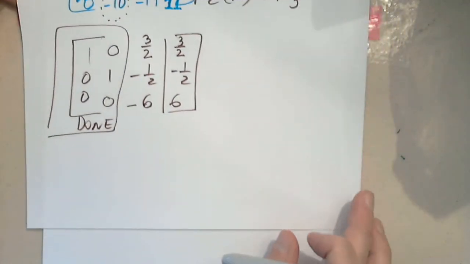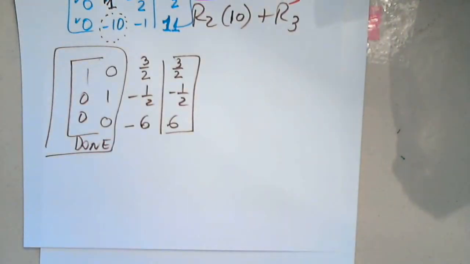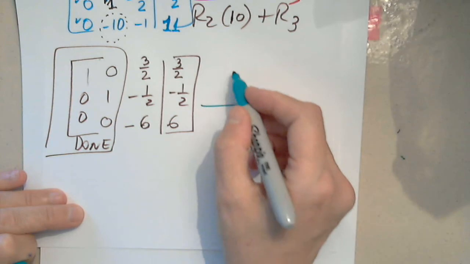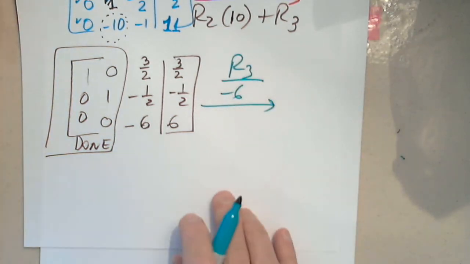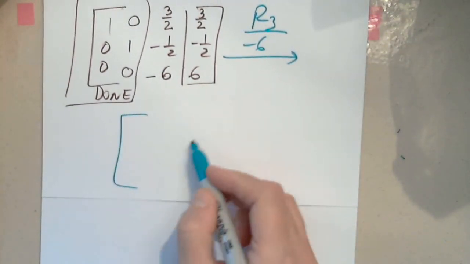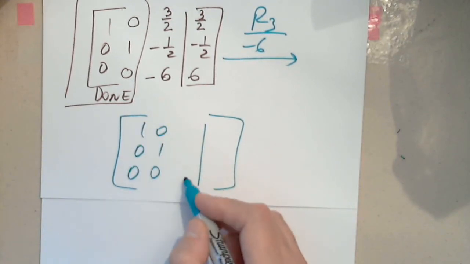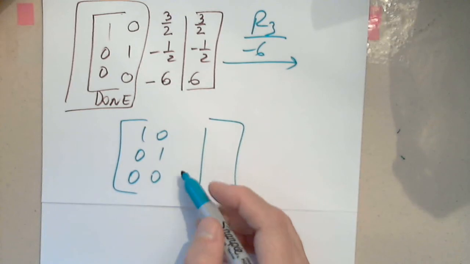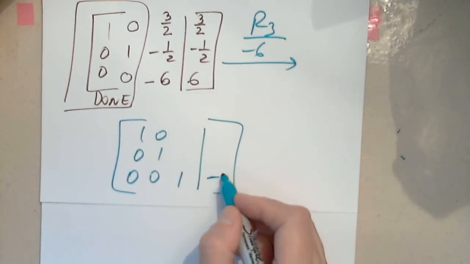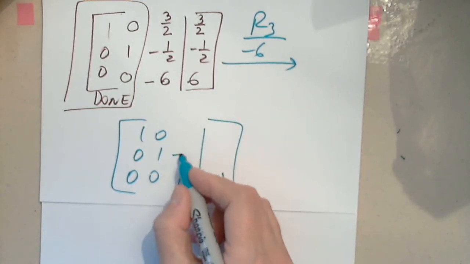Where are we now, and what should we do? Divide by negative 6. Excellent. This by negative 6 is 1. This by negative 6 is negative 1. I copy the rest.